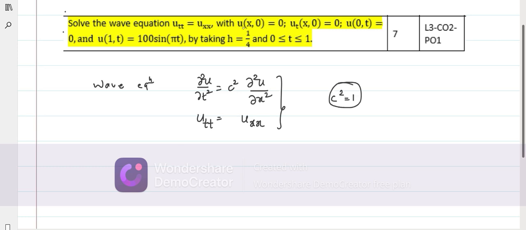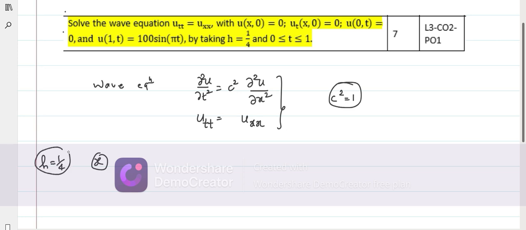Look at the boundary conditions. u(x,0) equals 0, u(0,t) is 0, and u(1,t) is 100 sin(πt), taking h equal to 1/4 and t value from 0 to 1. First we need to write the x values. To write the x values, I need to have the h value. What is h? 1 by 4.